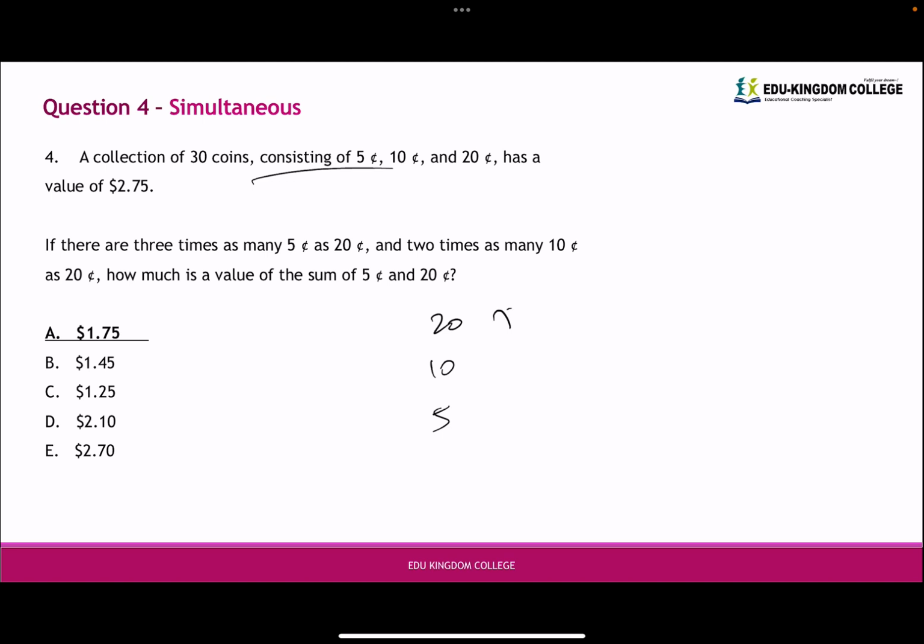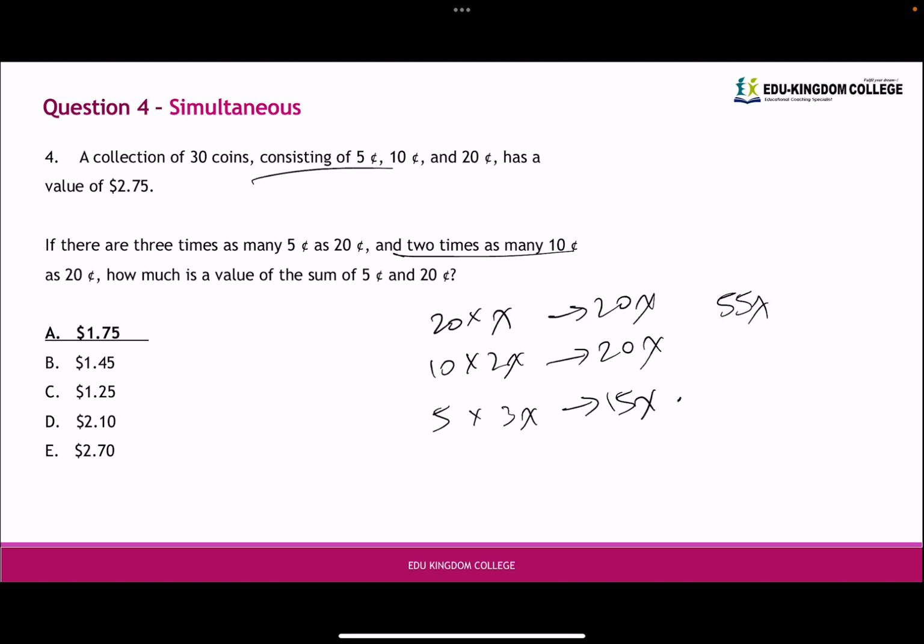So let's say we have X number of 20 cent coins, 3X number of 5 cent coins, and we have double the number of 10 cent coins as 20. So we're going to have 2X. Okay, so how many X's is that altogether? So that's 20X, that's 20X, that's 15X. Now add that all up, should give you 55X.